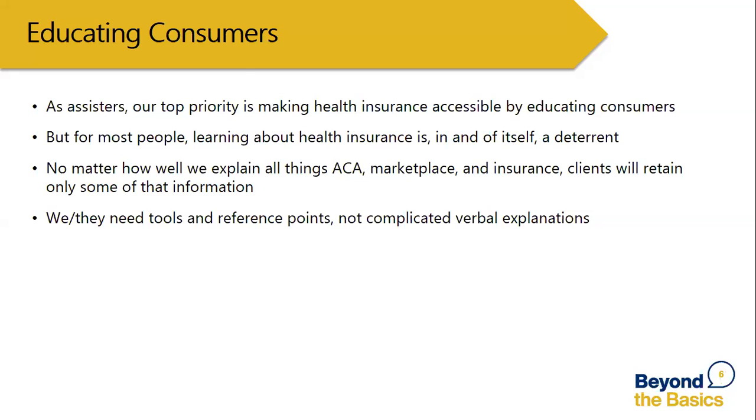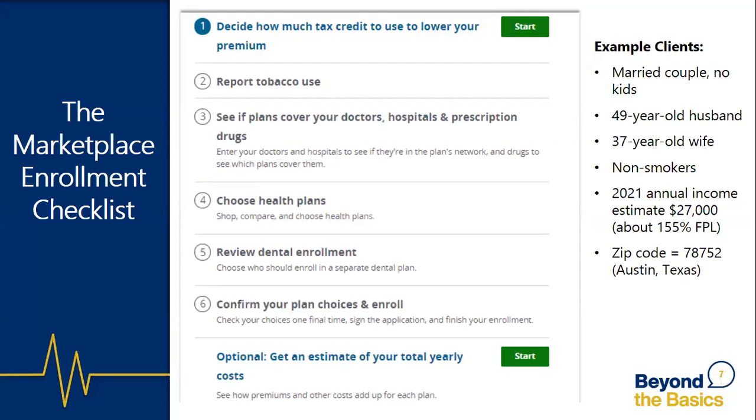So the screen you're looking at right now is the healthcare.gov marketplace enrollment checklist. And essentially, you can see that it's numbered from 1 to 6, as well as possessing this optional bottom option that I'm going to talk about first.